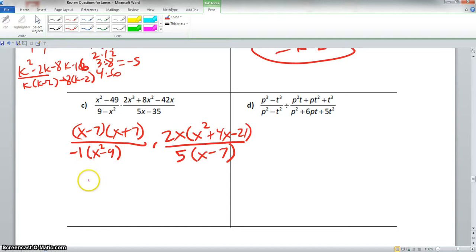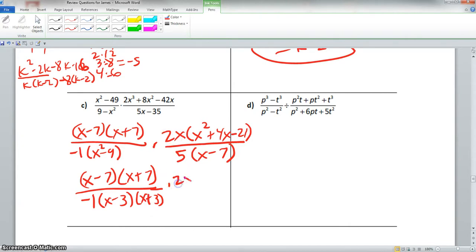Now, we need to rewrite this. We have x minus 7 times x plus 7 all over negative 1. This is the difference of two squares, so it would be x minus 3, x plus 3. So times. Now, we will have 2x. Now, I'm going to go over here since we're not going to do D. I'm going to list this parentheses A, B, and C. So we have A is 1, B is 4, and C is negative 21.